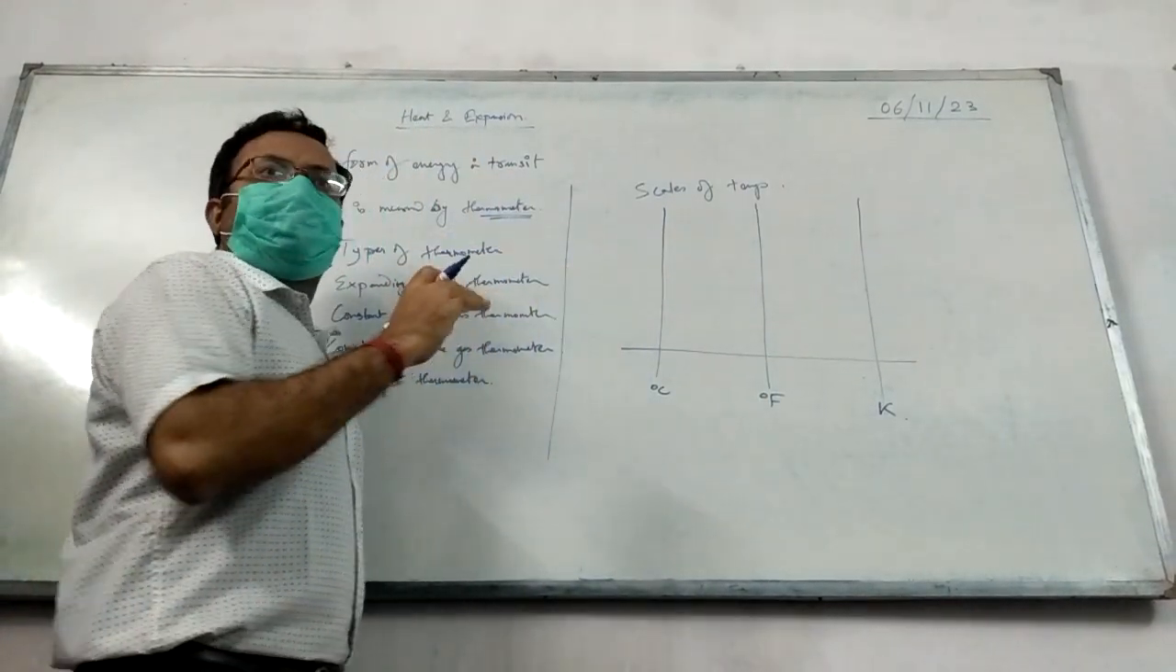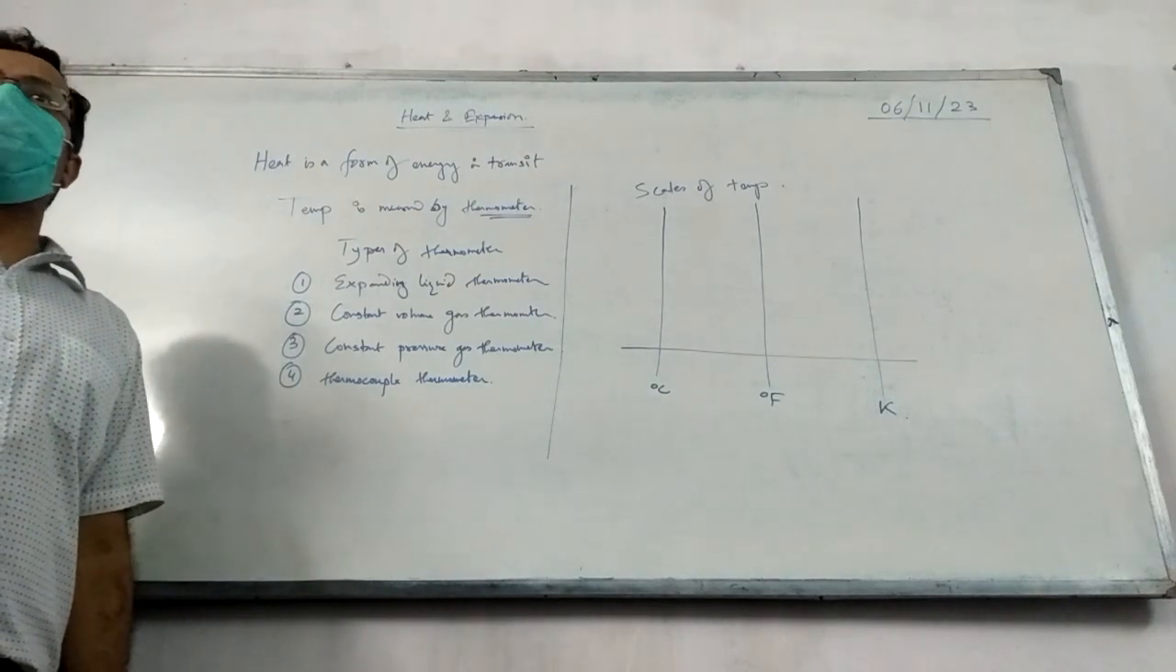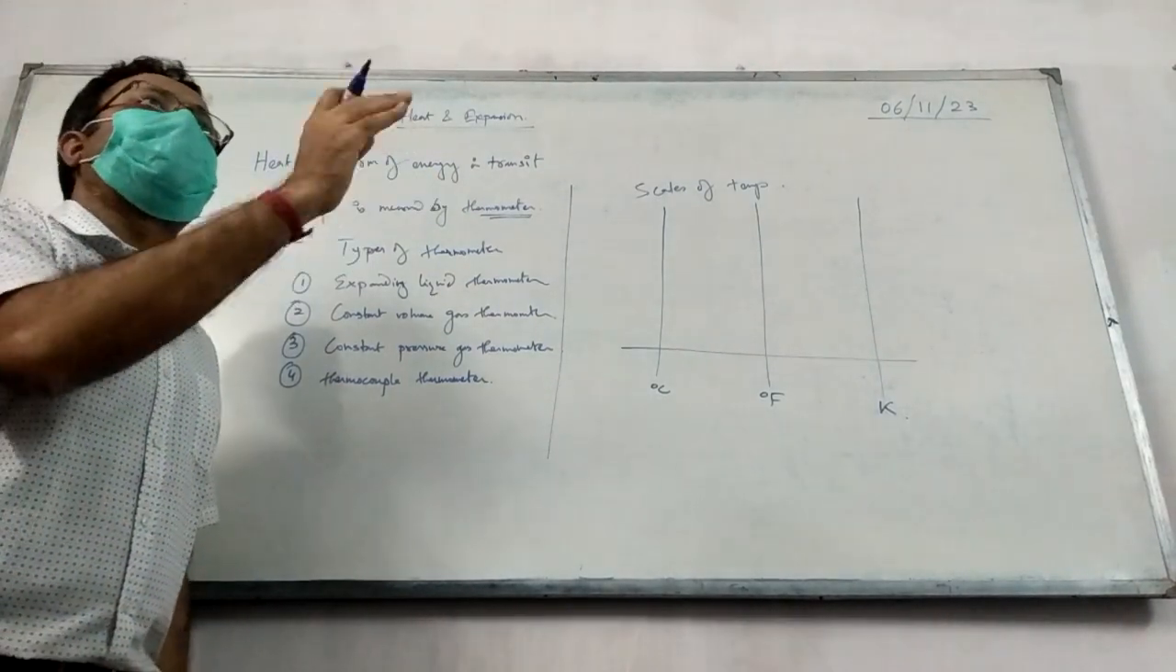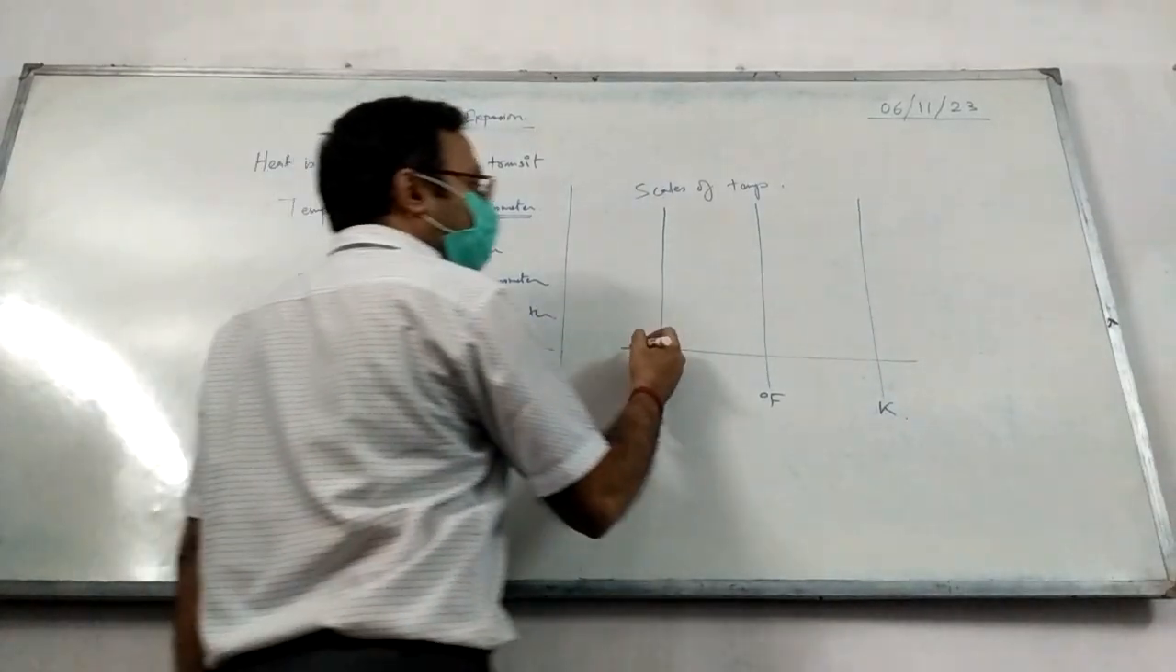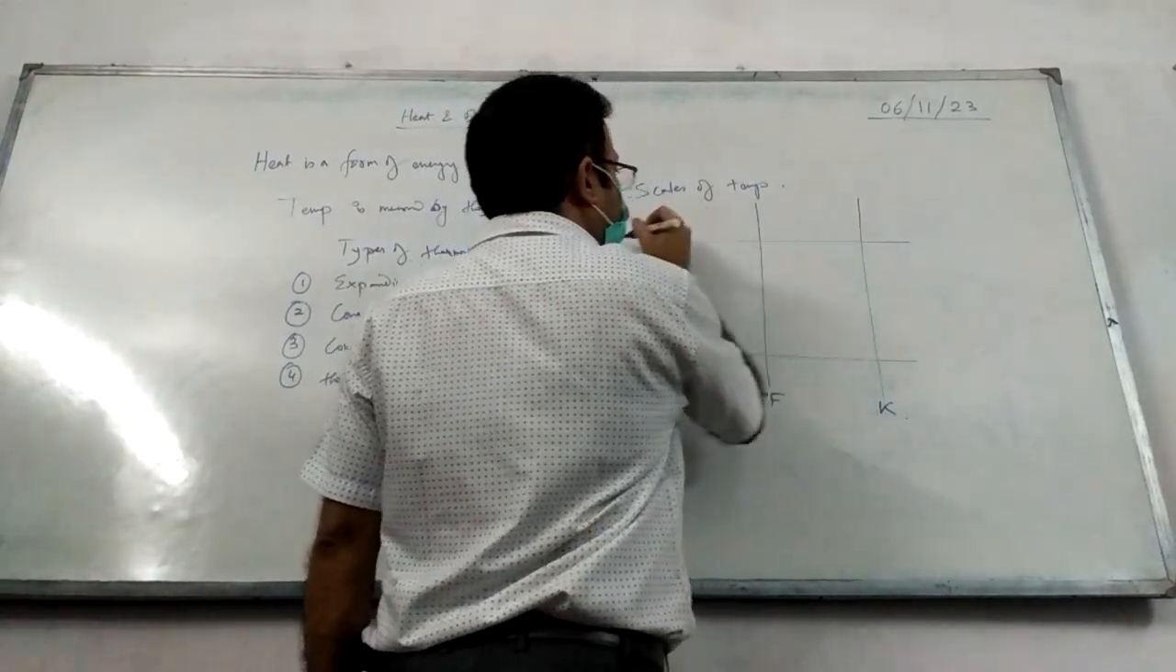Whenever we are using a scale of temperature, there should be a relation between them so that we can convert Celsius into Fahrenheit or Fahrenheit into Kelvin and vice versa. So how do we do that? For that we have fixed up two particular fixed points.